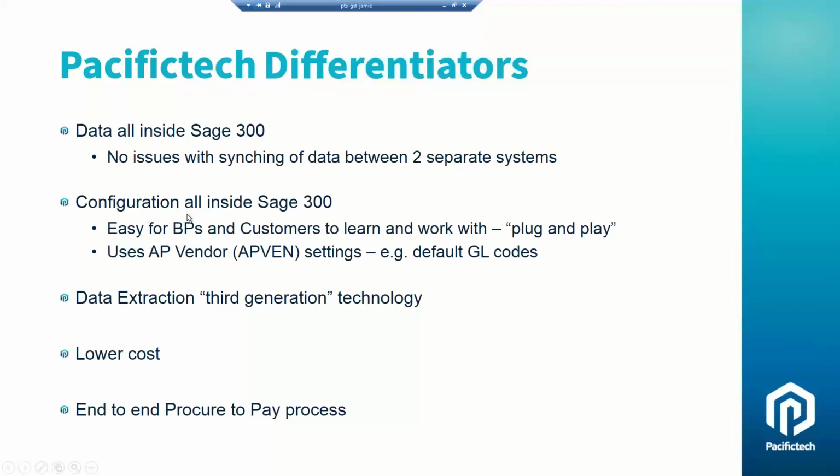Then also the configuration, because it's inside Sage 300, you'll be able to learn it easily, and you can do a lot of the configuration yourself. So it's very low cost of ownership. It also utilises all the settings from AP vendors, so it utilises the GL codes and the ABN numbers. Also, data extraction is really next generation, so it's much cheaper than it has been, and it works better. And if you want an end-to-end procure-to-pay process, we've got that well covered as well.